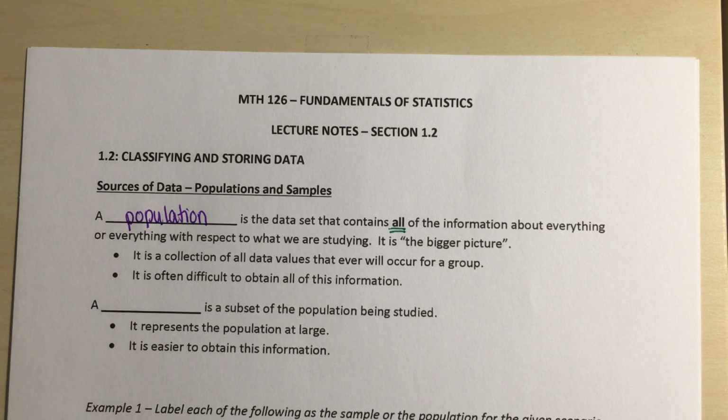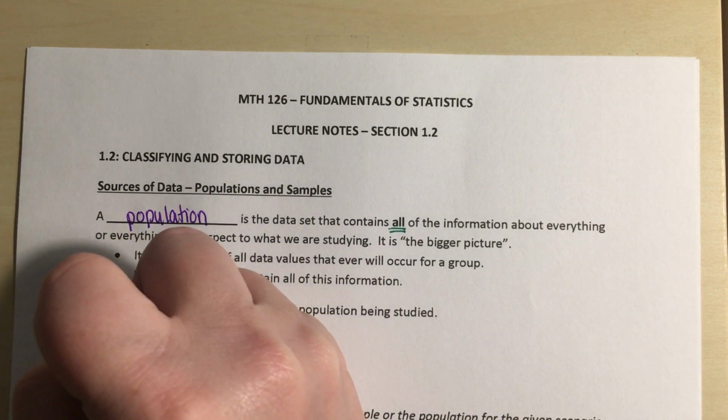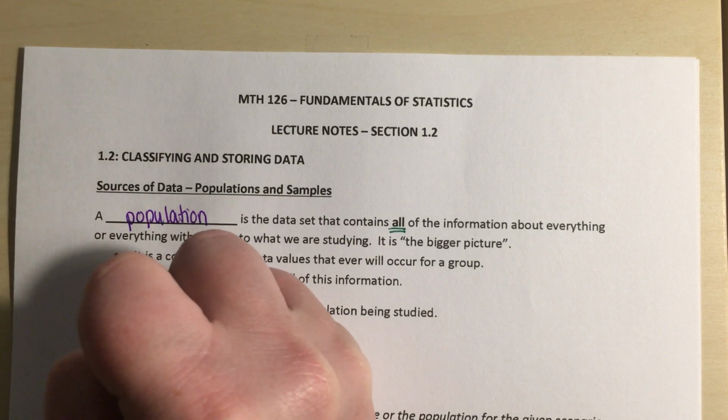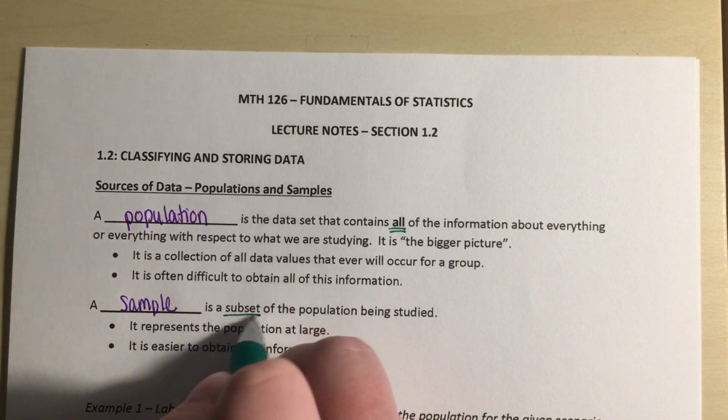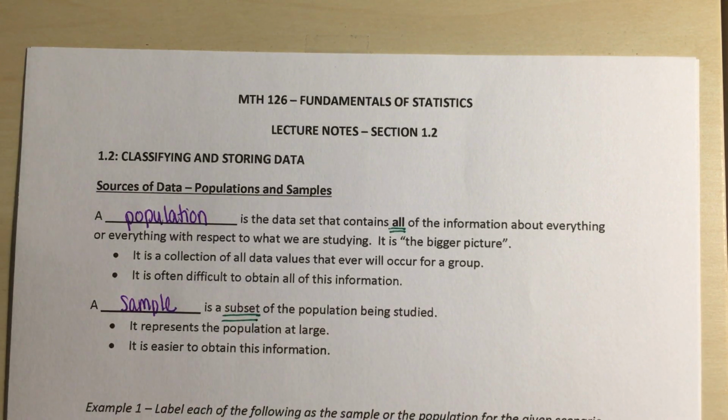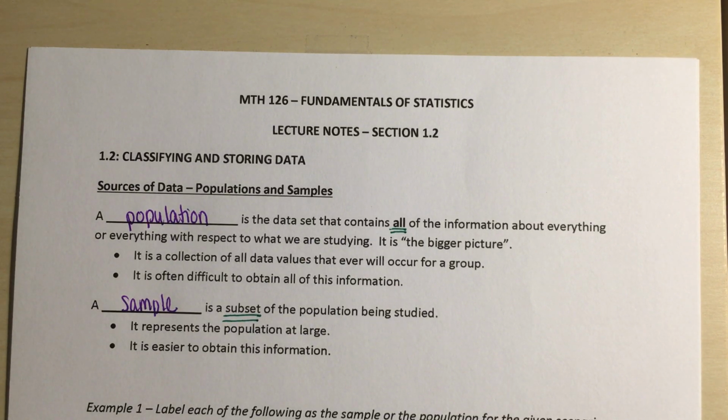So sometimes what we end up studying instead is something called a sample. Our sample is a subset of the population being studied. It's going to be a smaller group, and that smaller group is going to represent the population at large. It is much easier to obtain this information from a smaller group than it is from the entire population.